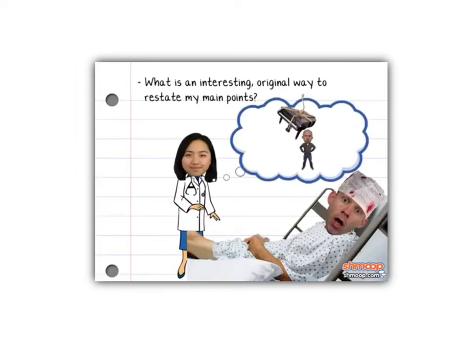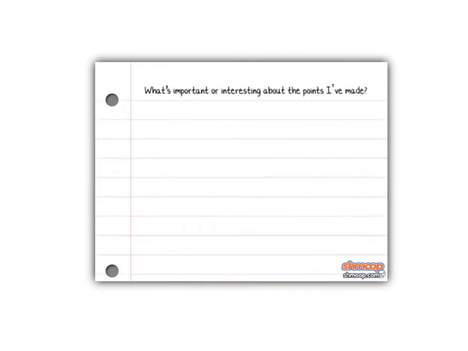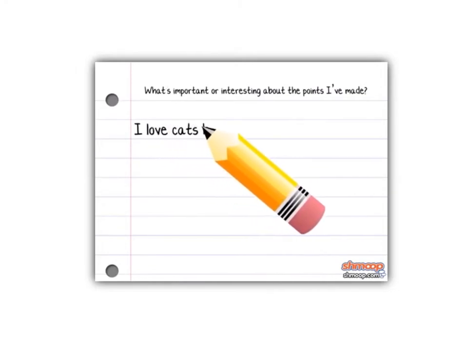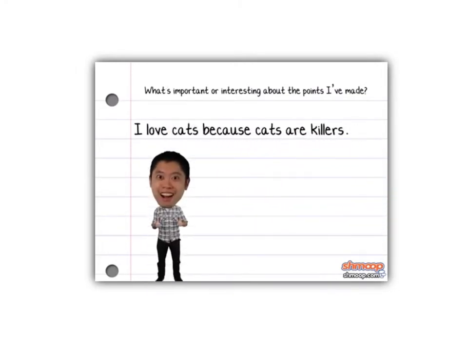Explain how the preceding points help to support that main idea, and hopefully your reader will now look at things in a slightly or drastically different way. What's important or interesting about the points I've made? There must be some reason you chose to write about whatever you chose to write about. Let your interest and passion in the subject matter shine through. Make your reader understand why they should care.